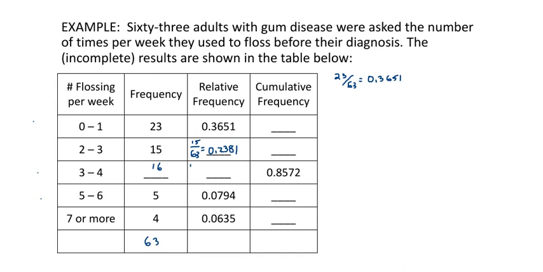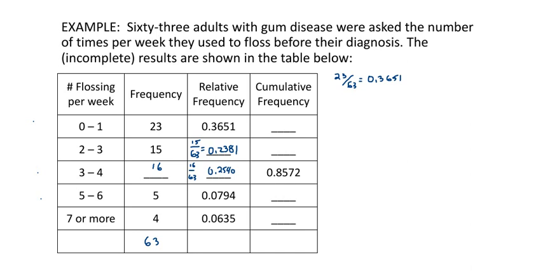Well, again, similarly, we're going to take 16 and divide it by 63. So we take 16, divide by 63, and we get 0.2540 when we round that up. Okay, well, there we go. Those are the relative frequencies, and they're always given as decimals. And those decimals are going to be between 0 and 1.